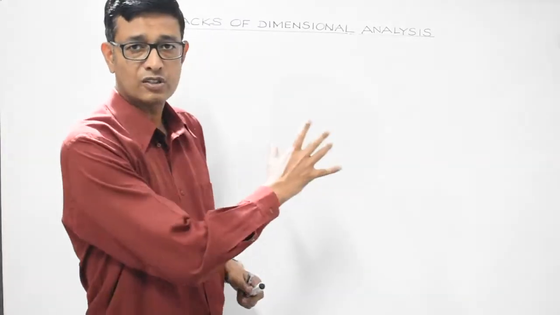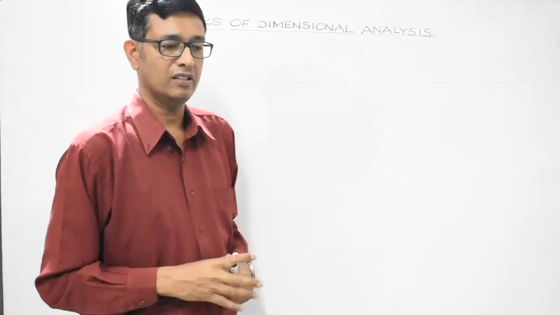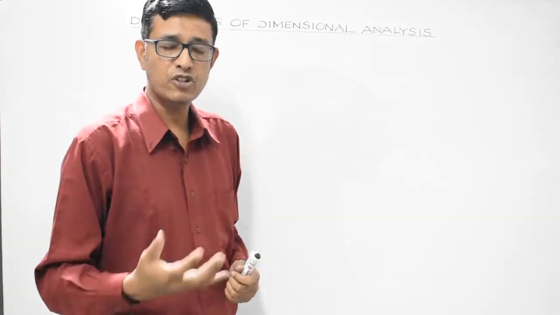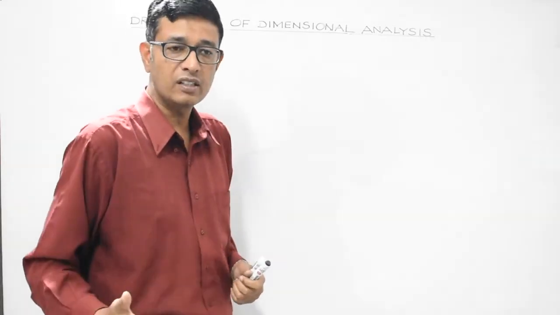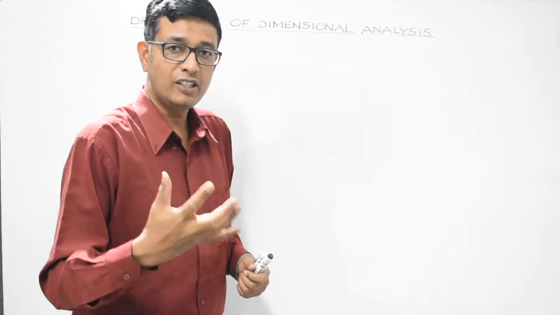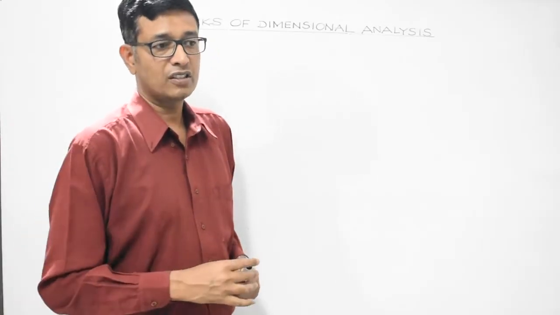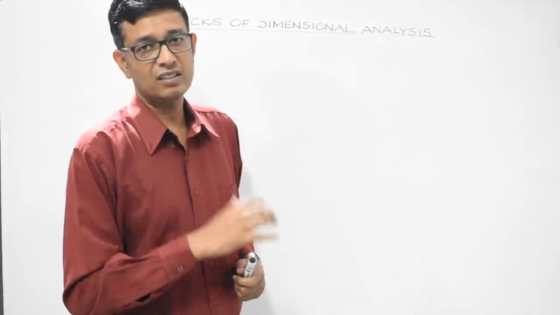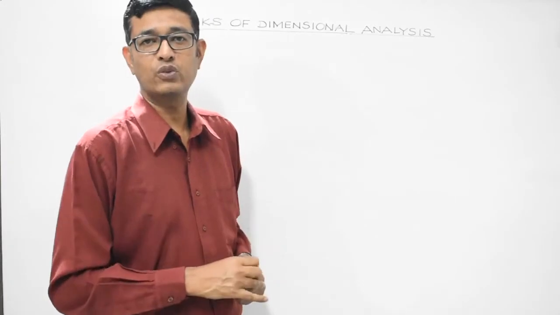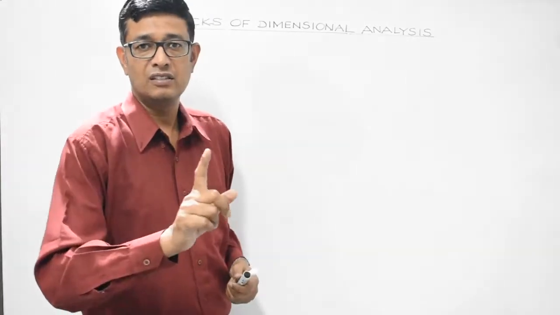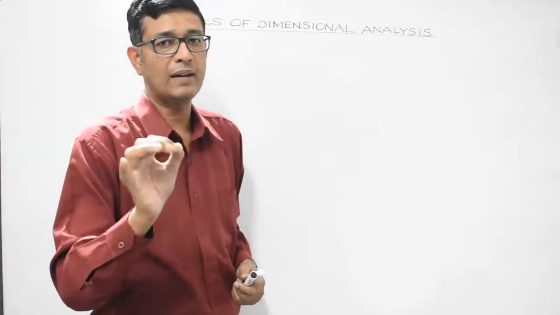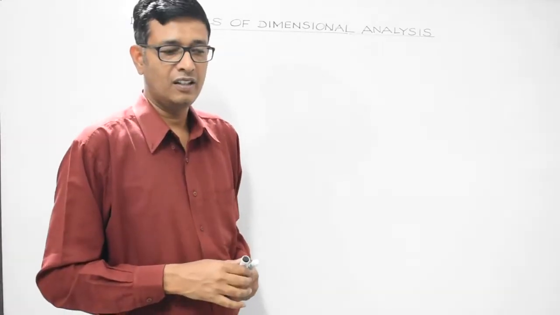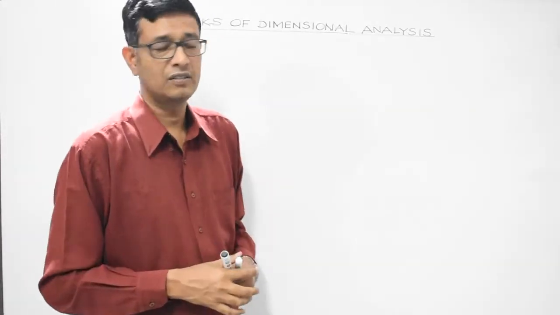This is the last topic of dimensional analysis. We have discussed the dimensions of a physical quantity, the principle of homogeneity of dimensions. Then we have discussed the uses of dimensional analysis. We have discussed some numericals as well. Lastly, we will discuss the drawbacks of dimensional analysis. Right? Let's start with the drawbacks.